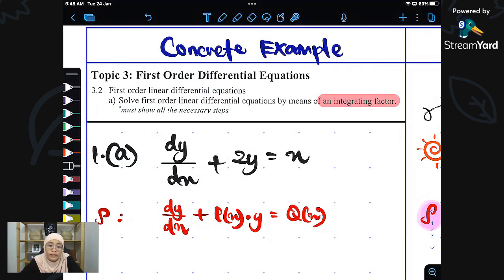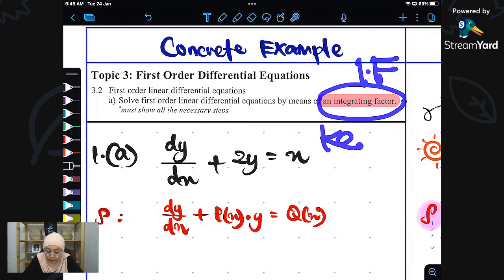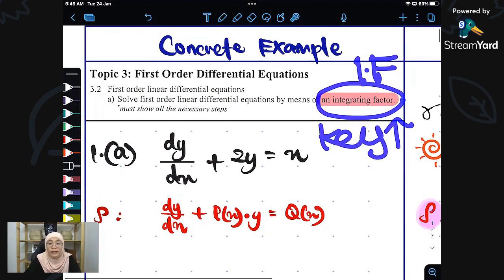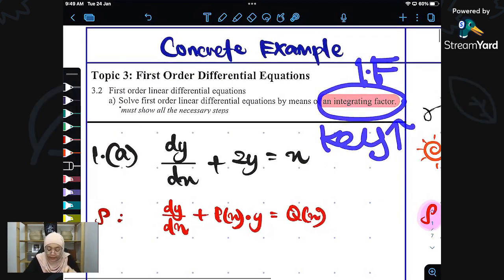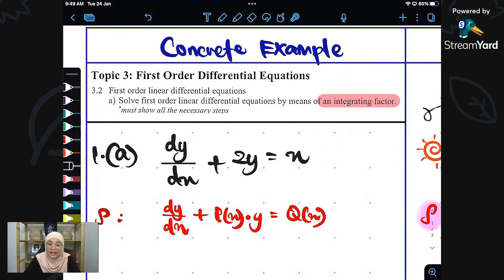There is one goal here, which is to solve the first order linear differential equation by means of an integrating factor, or IF. This is the key for this subtopic. We must get the integrating factor right, because when our integrating factor is correct, our answer will be correct. If our integrating factor is wrong in the middle, the end answer will be extremely wrong as well. So let's have a look at this first question.